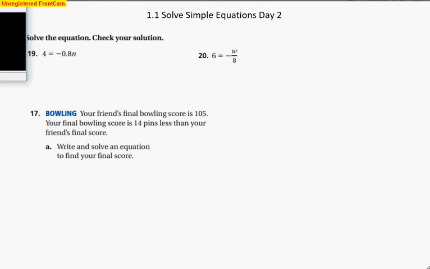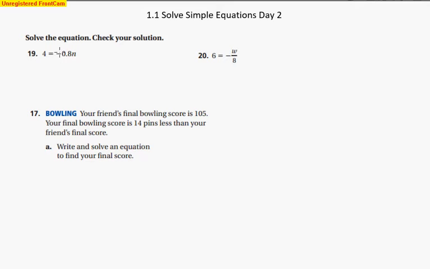The lesson for chapter 1 section 1 titled Solving Simple Equations, day number 2. So our first problem here, number 19, a little out of order I see because it goes 19, 20, 17, but number 19, we are solving an equation using opposite operations. It's just a one-step equation, and what's going on here is multiplication.